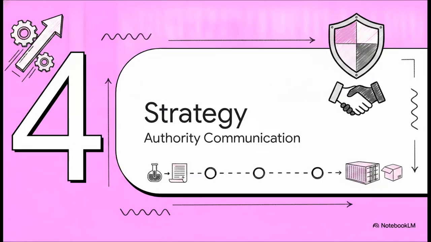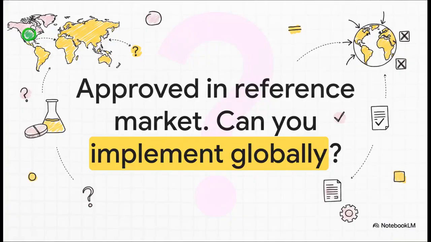And that brings us nicely into our final stretch. Section 4, Strategy and Authority Communication. All right, time for another high-stakes scenario to really test your risk avoidance instincts. Imagine your crucial change just got approved in your primary reference market. Awesome news, right? Pop the champagne. However, it is still pending prior approval in 2 other countries where you sell the product. Can you just go ahead and implement the change globally right now, assuming those other 2 will eventually catch up?